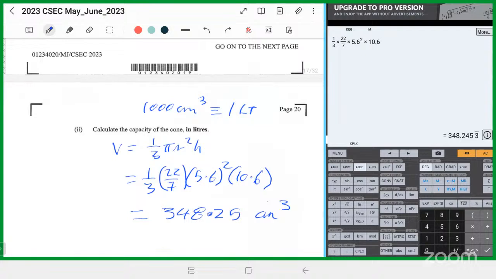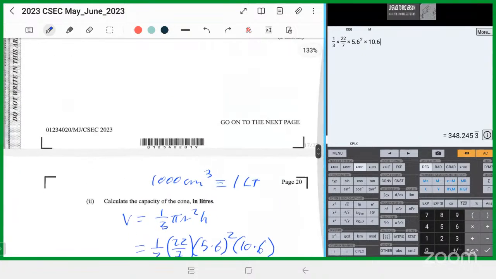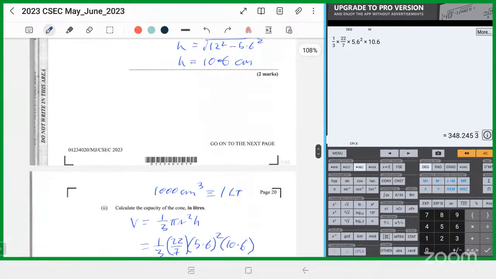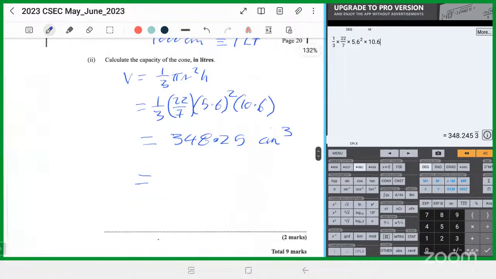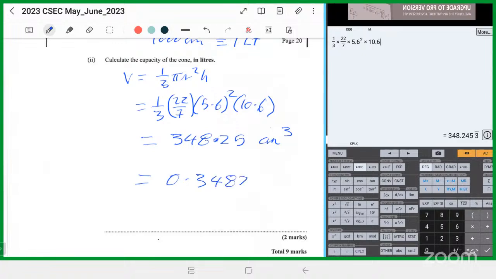All right, 1/3 pi r squared each. R was 5.6. So divide this by 1,000, we get 0.34825. Divided by 1,000, 1, 2, 3. We get 0.34825. That's it.